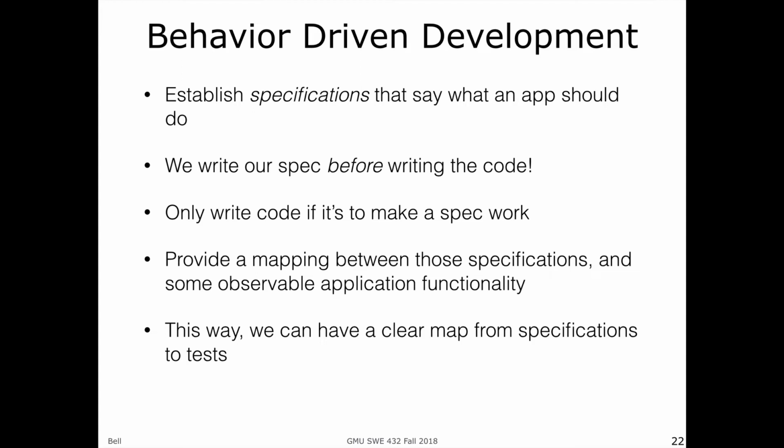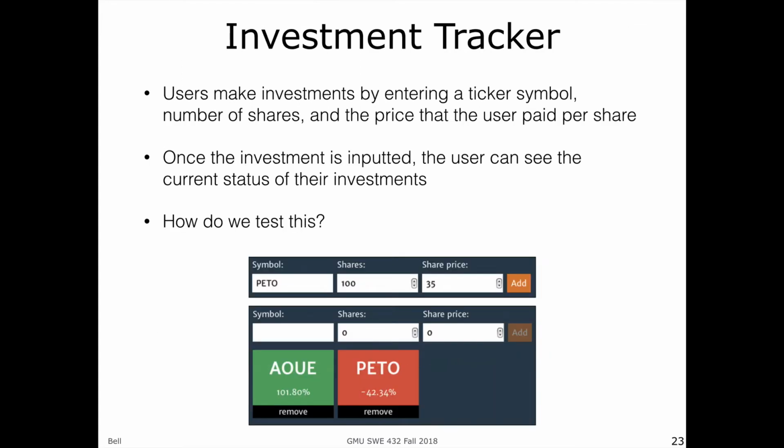We provide some mapping between the specs and something that an end user can actually observe as the application functioning. Really, the key idea is that we want to have some clear map from the spec to the tests. And we'll use a real-world example to make this a lot more concrete in terms of specs and tests.